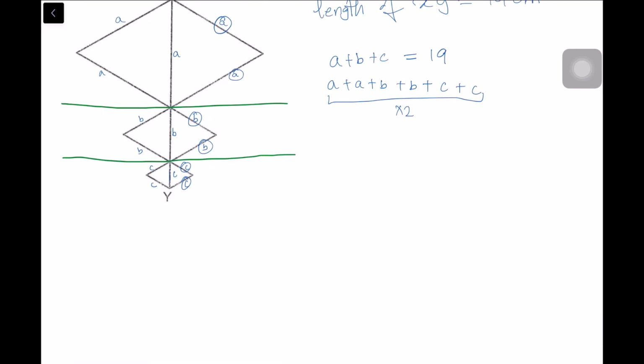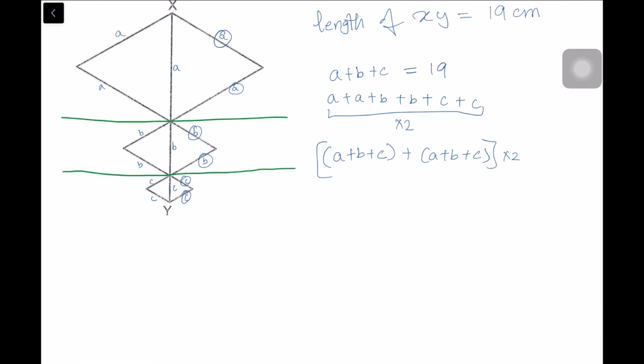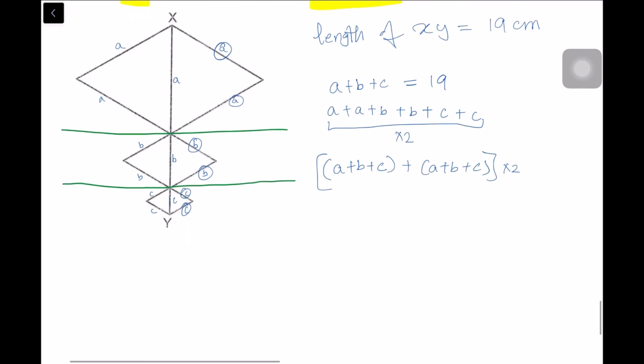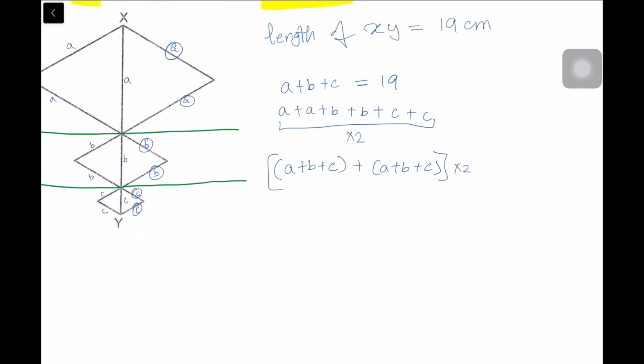So if I break this up and simplify it, we have a plus b plus c plus a plus b plus c, and this whole thing times 2, because we have two sides. We have one side over here, and the other side over here, right? So a plus b plus c is 19 as found over here, plus 19, times 2. And what is this? We get 38 times 2, which gives us 76.